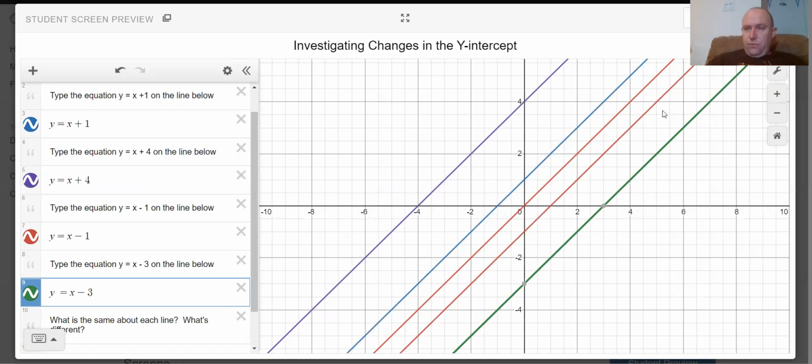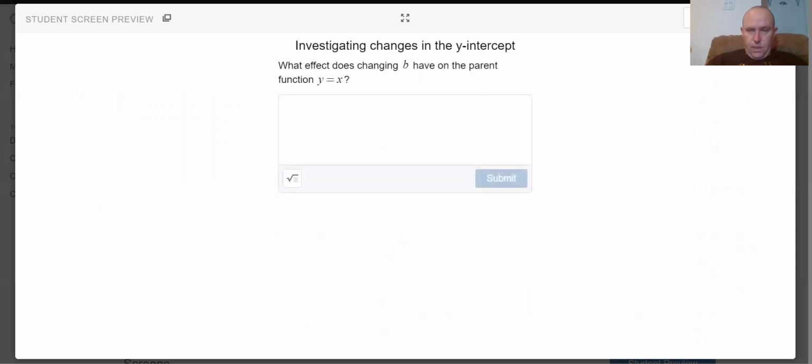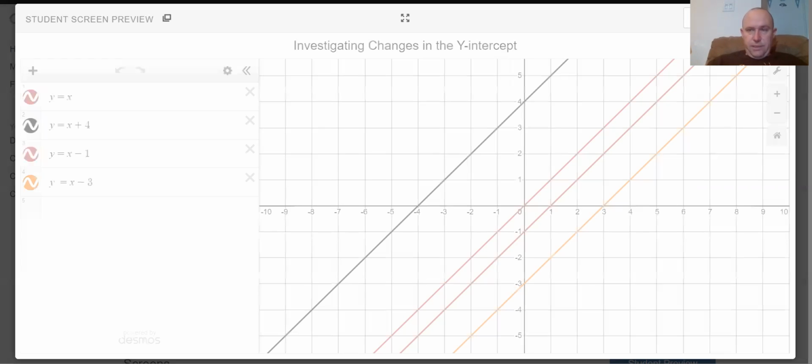Now, the thing that's different for all these then is the y-intercept. So the one that's negative 3, notice it passes through negative 3 on the y-axis. The one that says x plus 4, notice that it passes through positive 4 on the y-axis. And if it's just plain old y equals x, then it just goes through 0, of course. So what effect does a change in b have on the parent function? Basically, it decides where the graph actually starts from. And it also decides how much we move the graph up or down from that starting point.